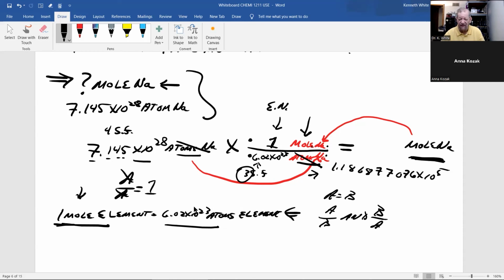All right, for 3 significant figures, keep the 1. All non-zero numbers are significant. Keep the 1, keep the 8. That's my 3 significant figures. Use the 6 to round off. Is that 5 or higher? Yes. So I'm going to drop all of this and increase that by 1. And you get 1.19 times 10 to the 5th moles of sodium.